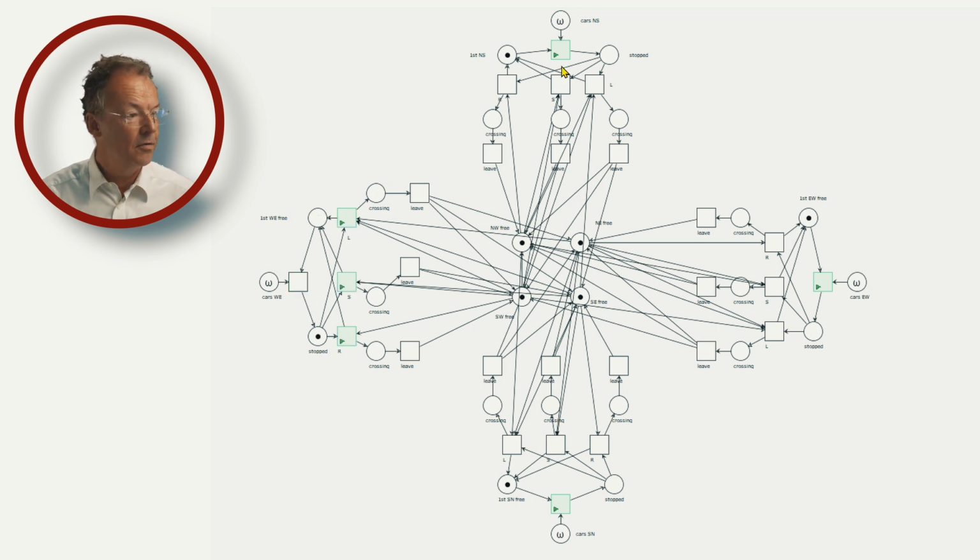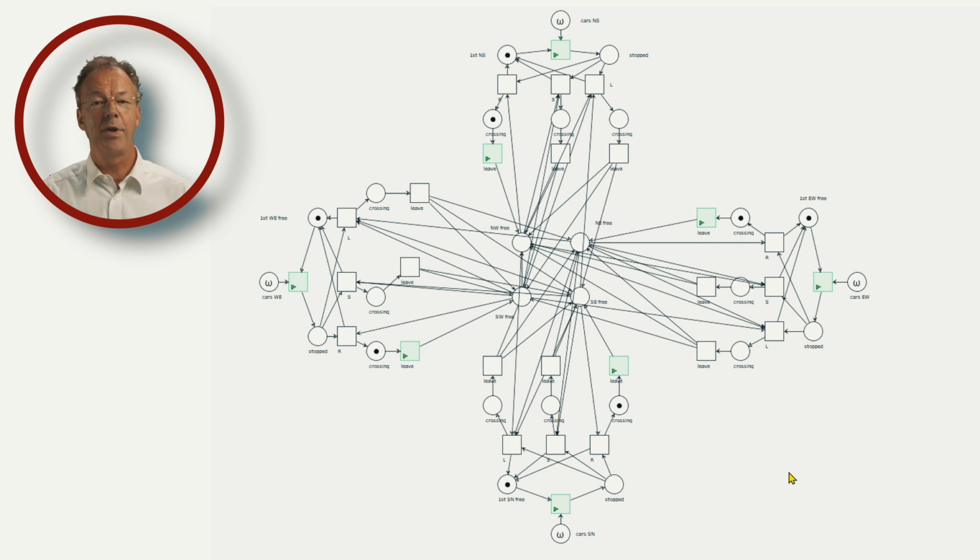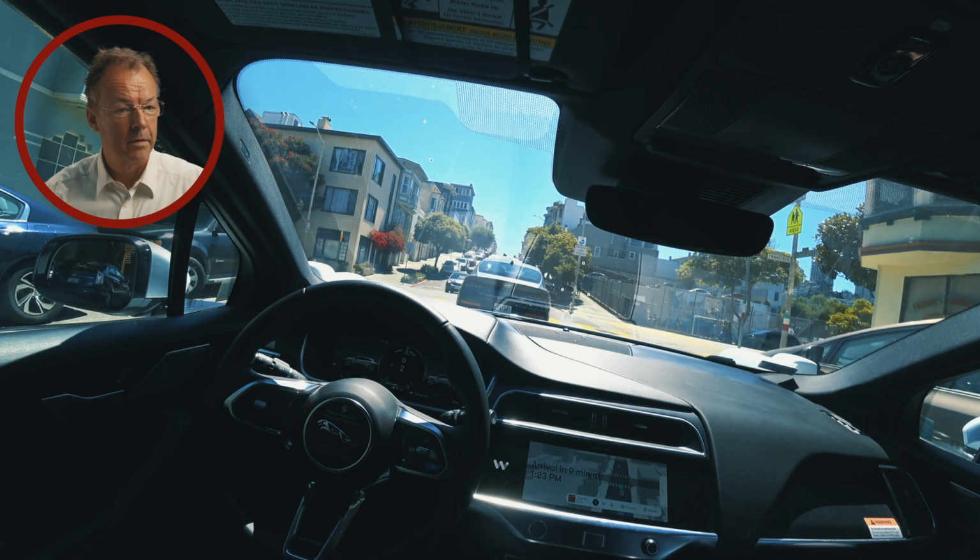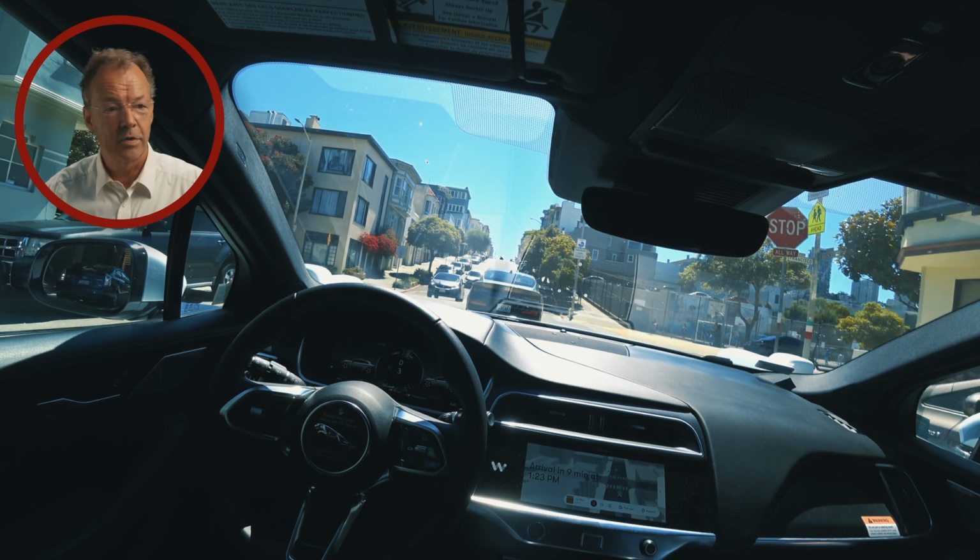If they all arrive here and everyone wants to go right, this is possible. Now you can see we have 4 cars turning right at the same time at the crossing, so we have the maximum throughput here.